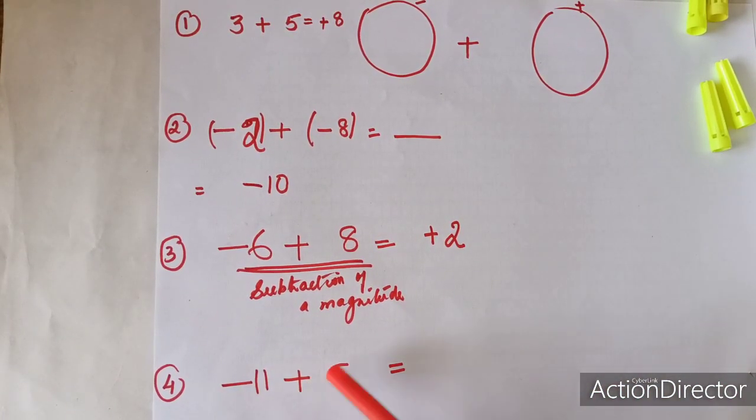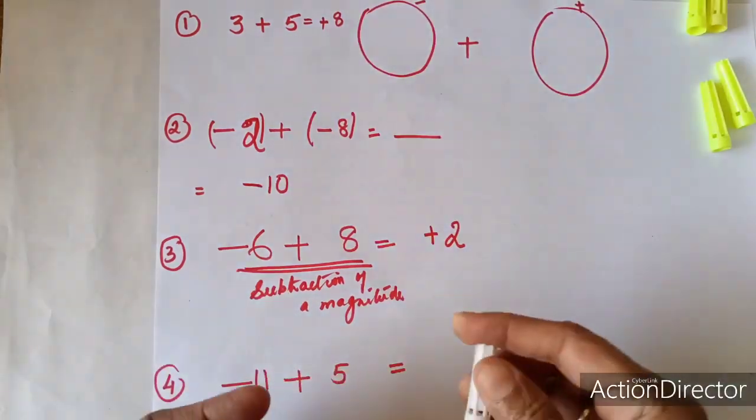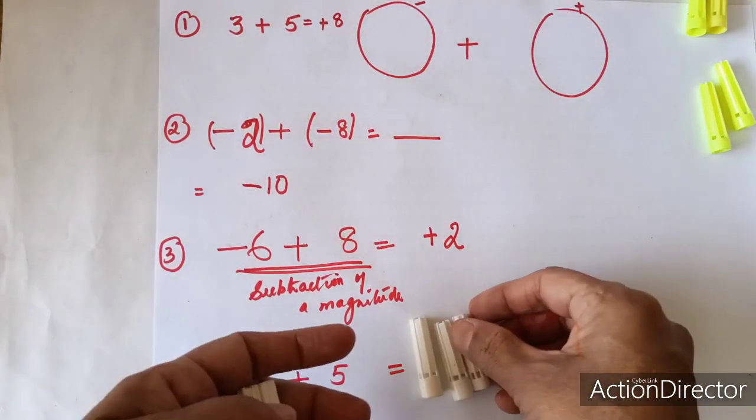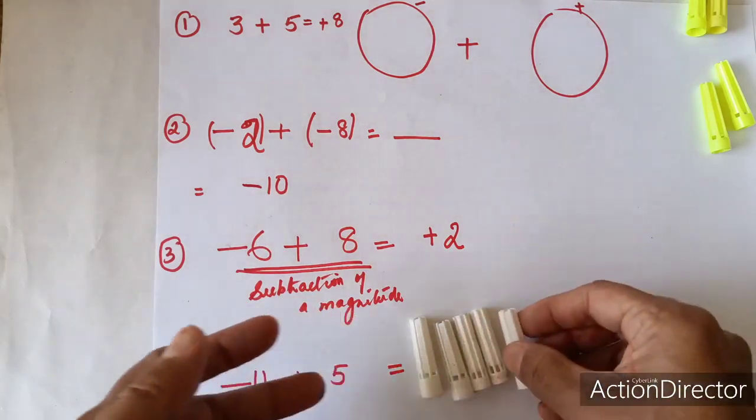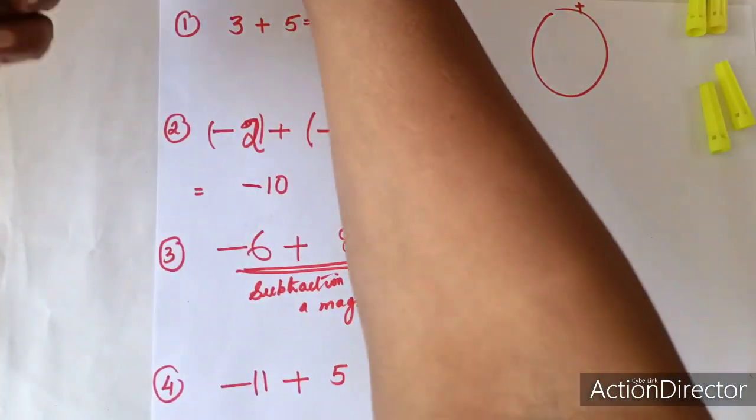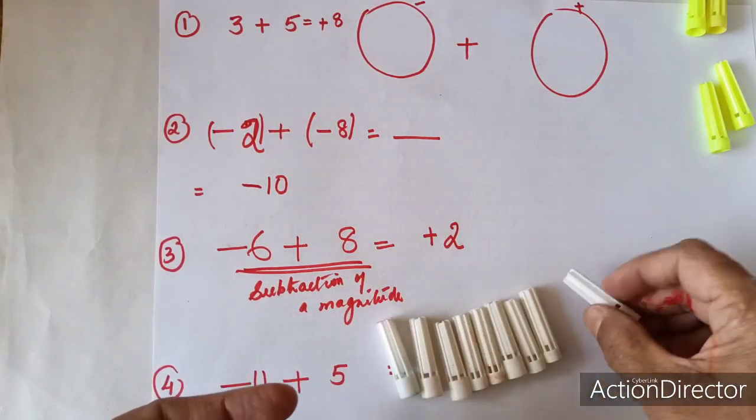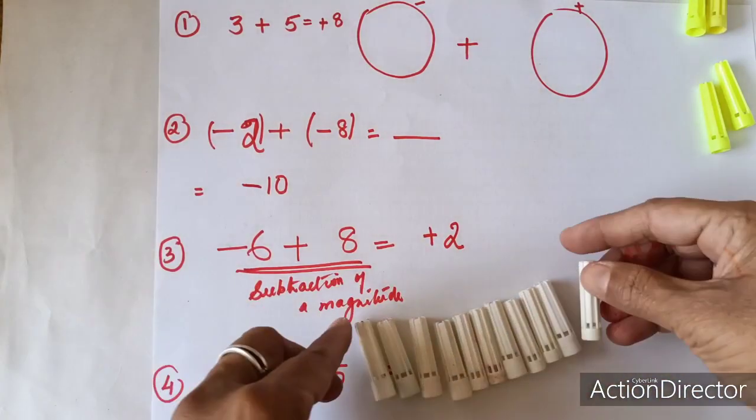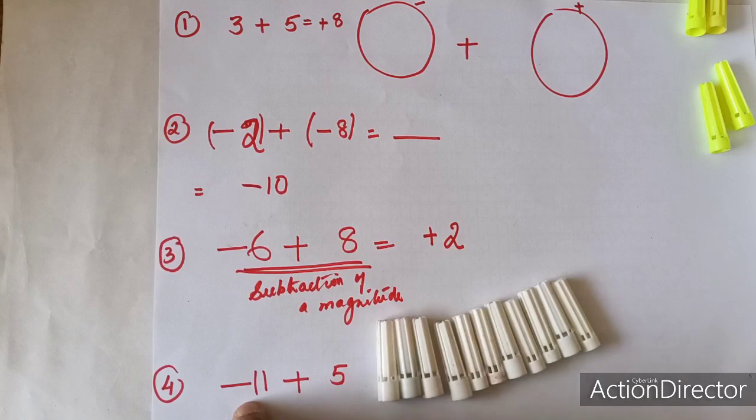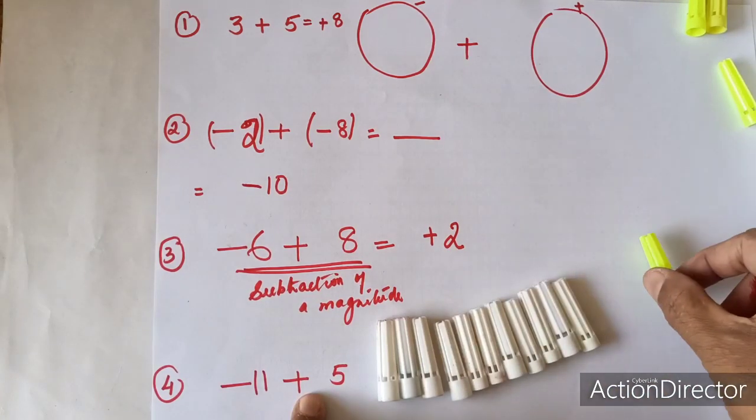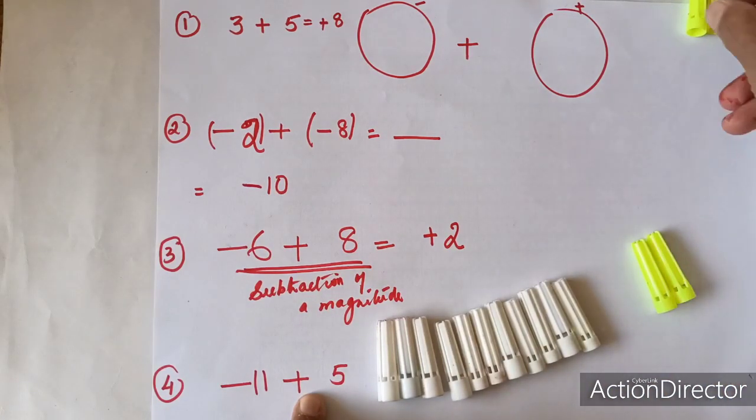Negative 11 plus positive 5. You know negative denotes which color? White color. How many negative white colors do you want? 11. So let me keep 11 white caps over here. So 1, 2, 3, 4, 5, 6, 7, 8, 9, 10, 11. So the first one is negative 11, so I kept 11 white caps. Next one is positive 5. So I am going to keep 5 yellow caps.